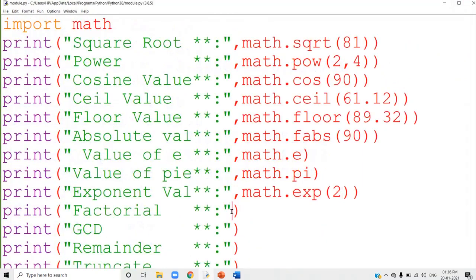Now the next one, you don't have to learn all these answers by heart. This floor and ceil you should know. The remaining you don't have to memorize. Nobody will ask what the answer is for this one. It's not possible, they won't ask like that.